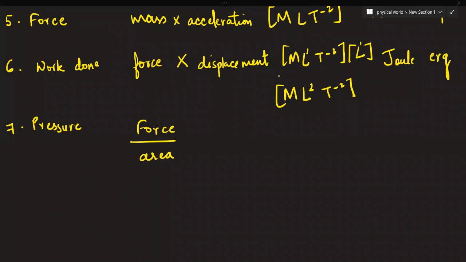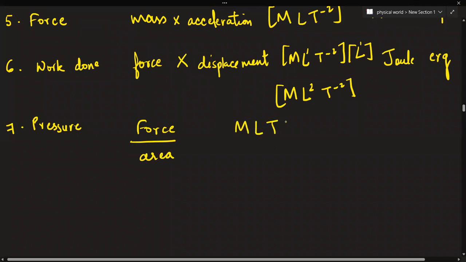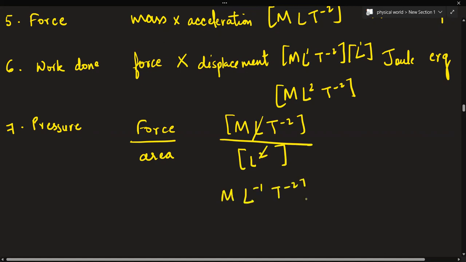See, force is M L to the power minus 2, T to the power minus 2, divided by L square. From here you can see 1 L will get cancelled. We'll be left with M L to the power minus 1 T to the power minus 2. So if you forget the SI units, you can always write it in terms of Newton per meter square, which is known as Pascals. And the CGS unit is dyne per centimeter square.